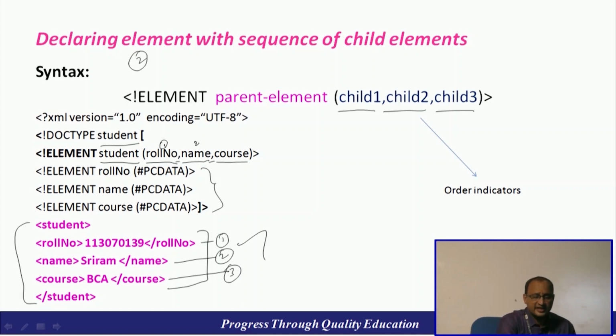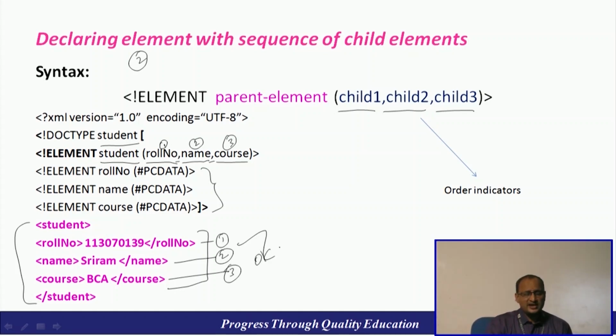Name is the second child. Course is the third child. So, the same order, sequence, should be followed when writing the XML document. That is why this XML document is valid.